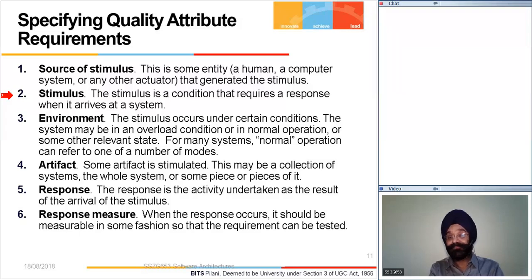Yes, you can call code as an artifact. The architectural document could be an artifact. Any document, any piece of software could be an artifact. A running piece of code could be an artifact. Source code could be an artifact. An event can be a stimulus. Yes, an event can be a stimulus. Developer could be a stimulus.